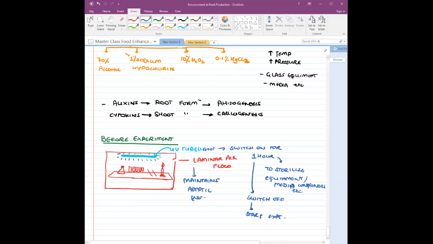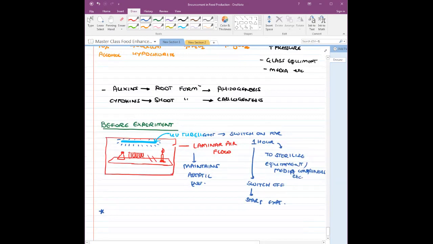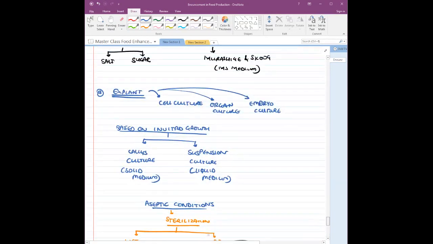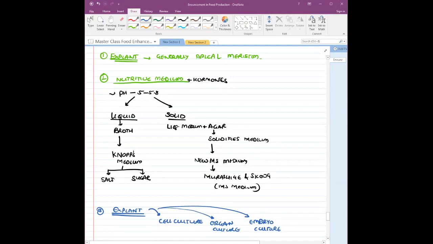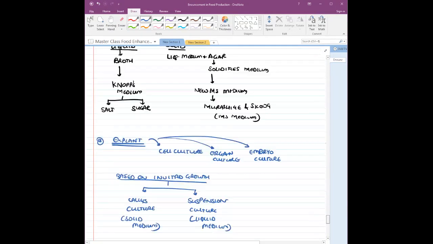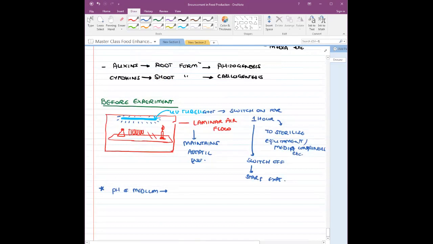Okay, but now guys, let's say when we start doing this experiment, after we do this experiment, what is the pH of the medium that we are going to use? The pH of the medium, I already told you, is going to be in the range of 5 to 5.8. The same range we are going to use over here. So the pH of the medium is going to be roughly in the range of 5 to 5.8.